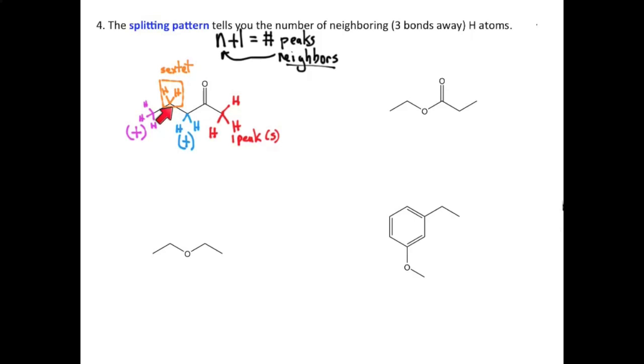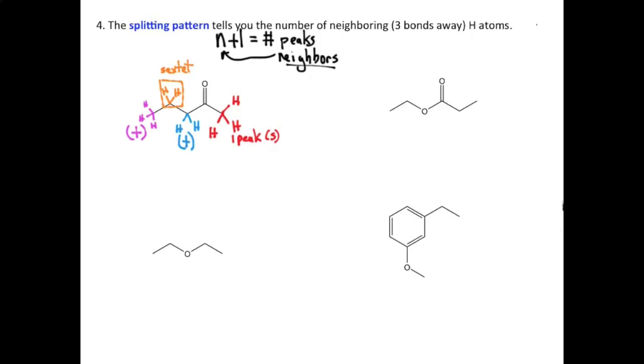What about here in orange? We have two people living in this house, this carbon. How many neighbors? On the right side, there's the house carbon that has two people living in it. On the left, here's the carbon that has three people living in it. There are 5 neighbors to this orange signal, which means that 5 neighbors plus 1 gets me 6 peaks, or a sextet. And here in purple we have 2 neighbors that are 3 bonds away, which means that signal is a triplet.